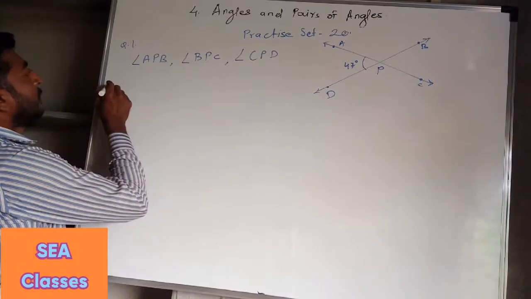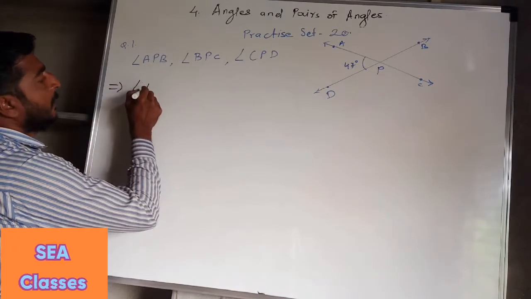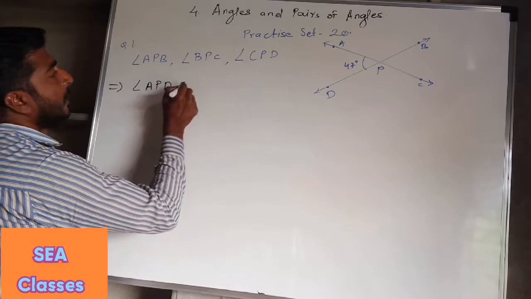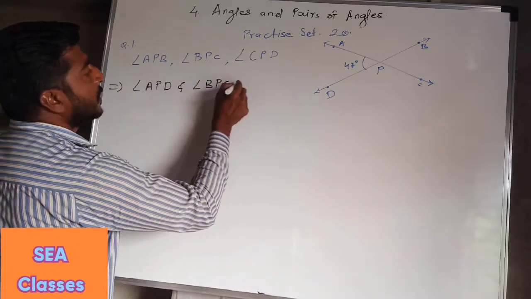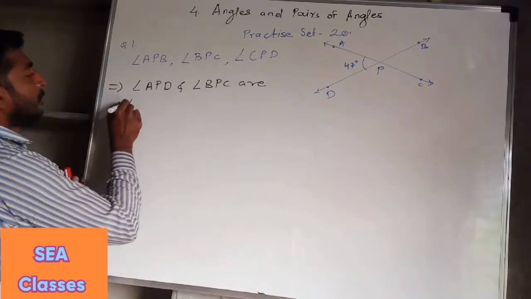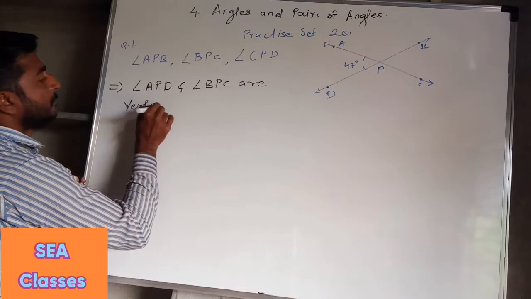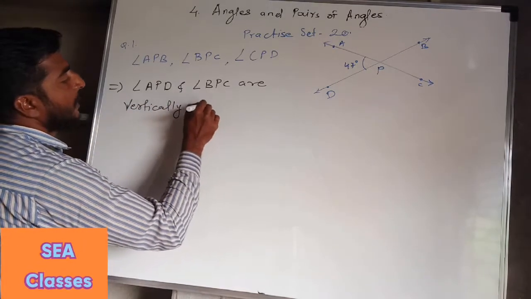So we can say that angle APD and angle BPC are vertically opposite angles.